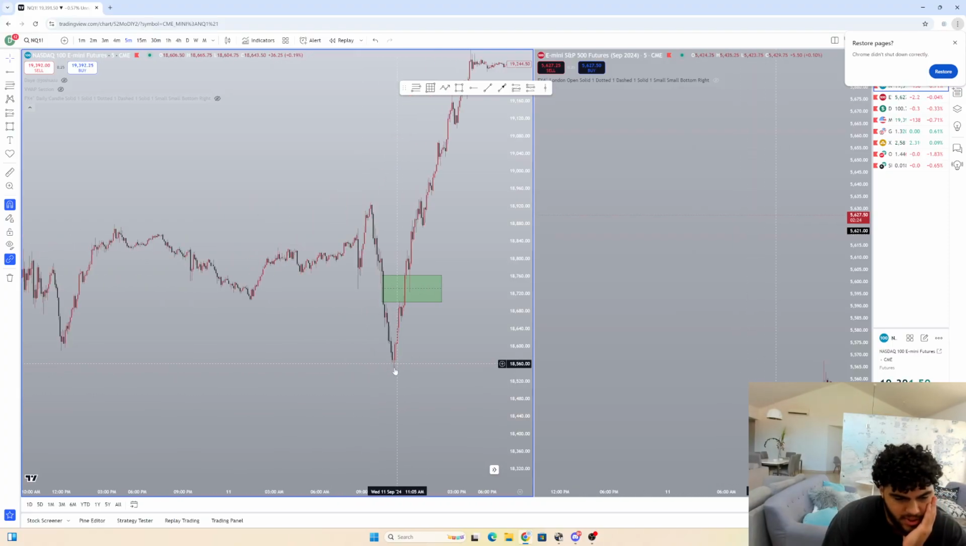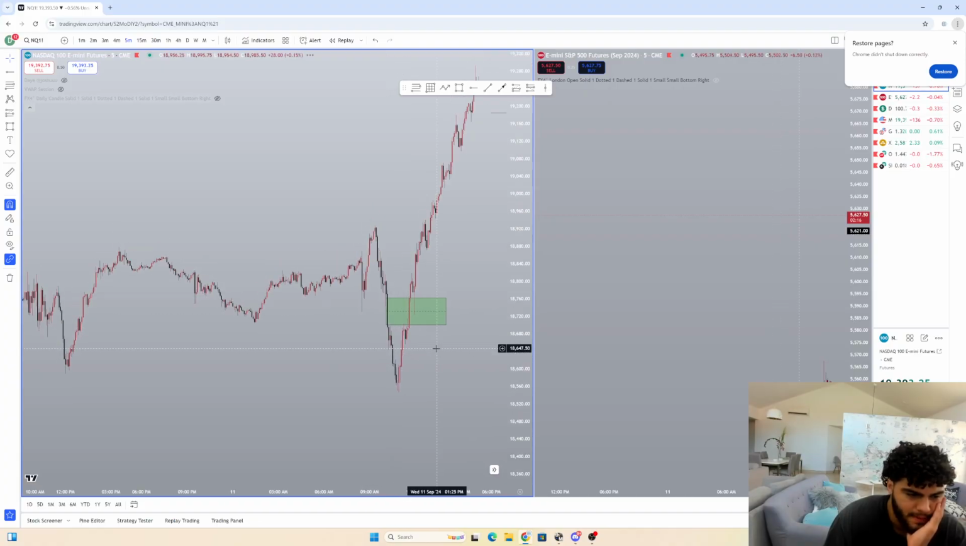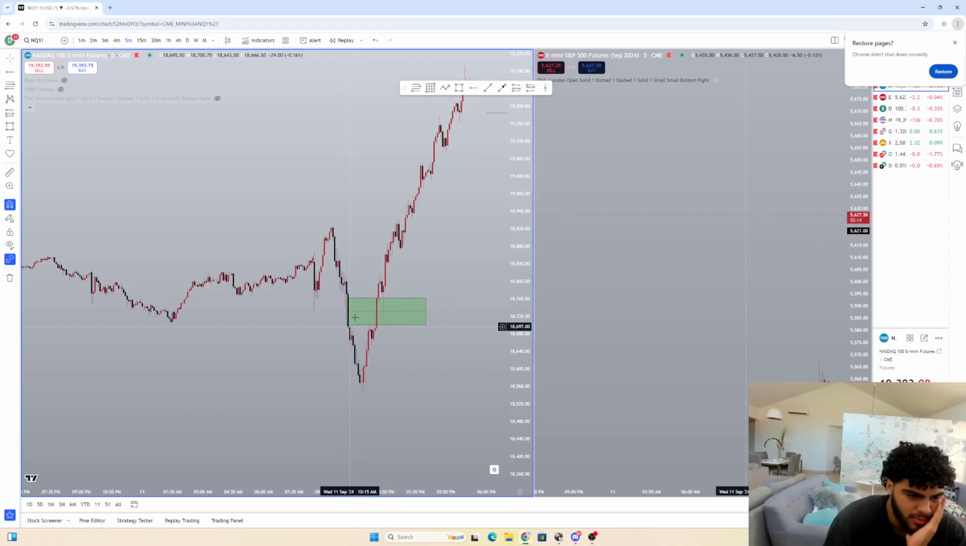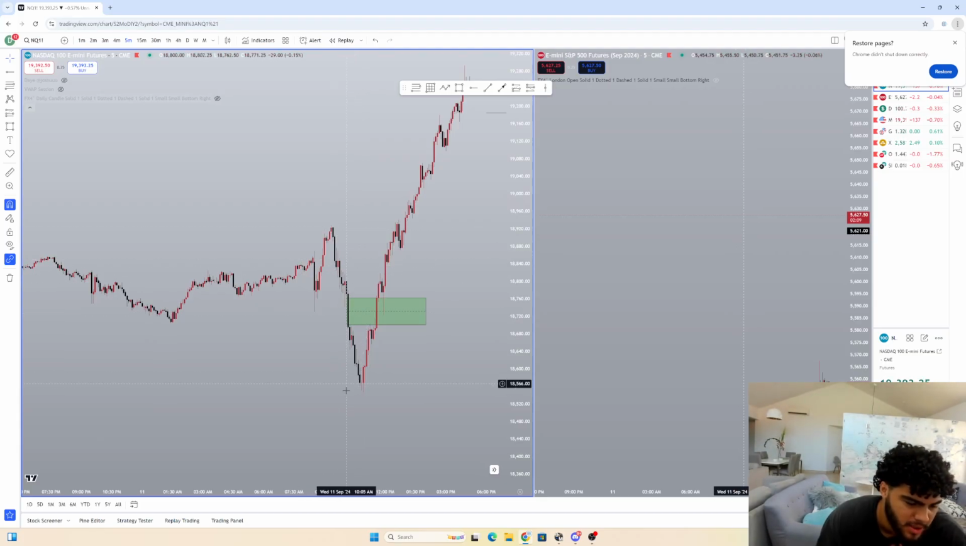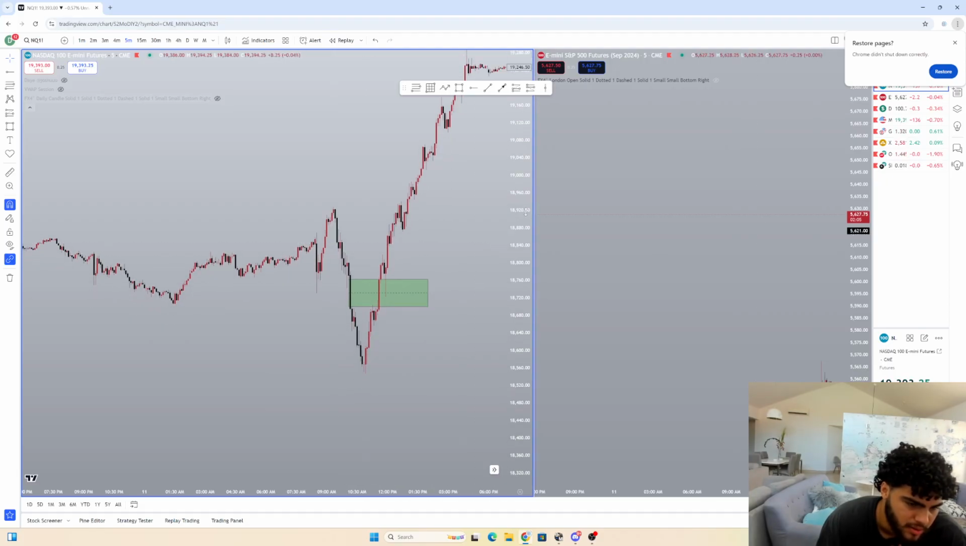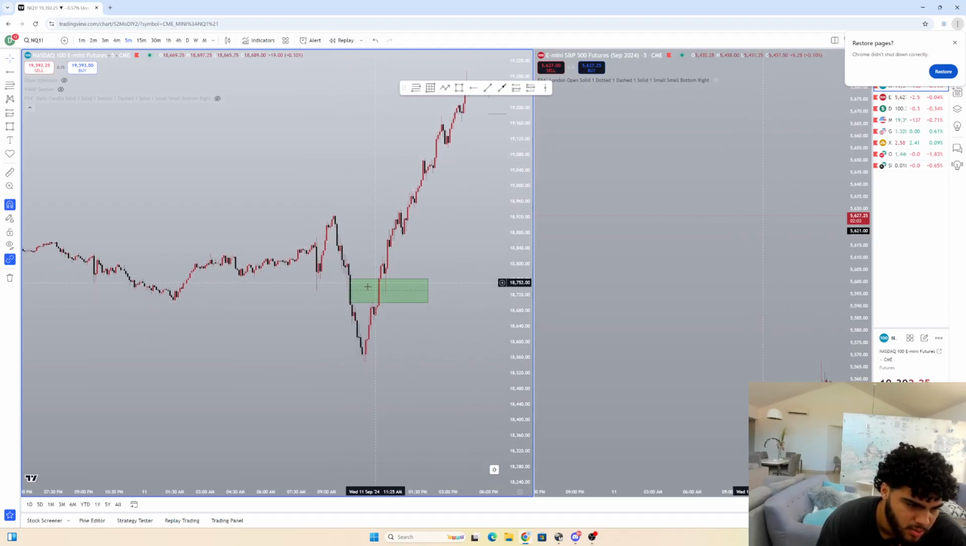This low was an SMT. So from this sweep and from that SMT, we got displacement, and that displacement inversed this 1 minute fair value gap, and the only other 1 minute fair value gap on this bearish price leg is all the way up here, way above the 0.79. So if we are going to be bullish, you can feel comfortable entering here, especially since we filled this fair value gap and got displacement from it.